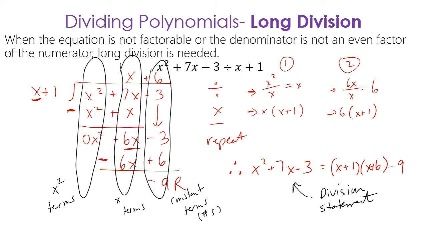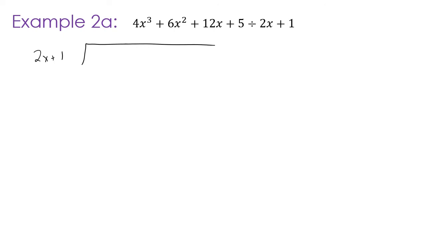All right, let's tackle another question. So this one's kicked it up a degree. We're now doing degree of 3, same process. So write out your 2x plus 1, division symbol, 4x cubed plus 6x squared plus 12x plus 5.